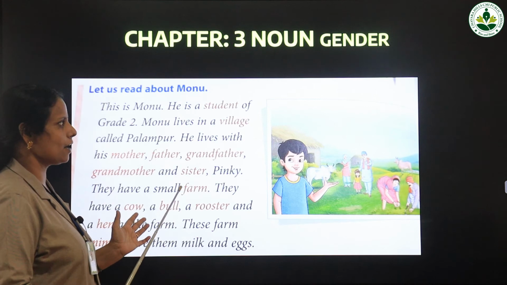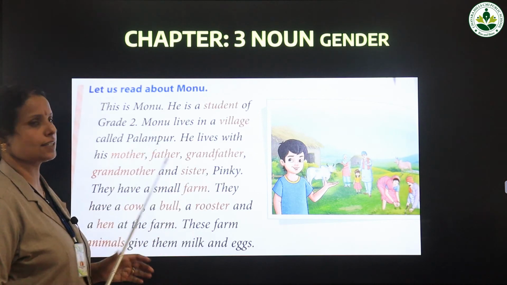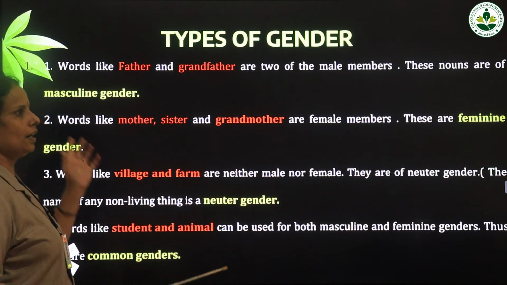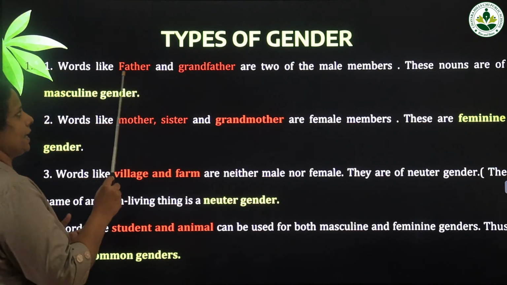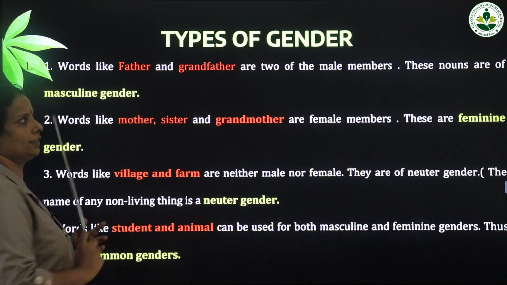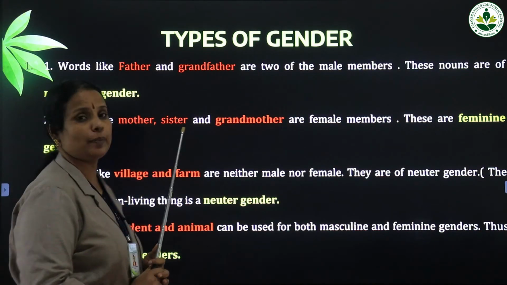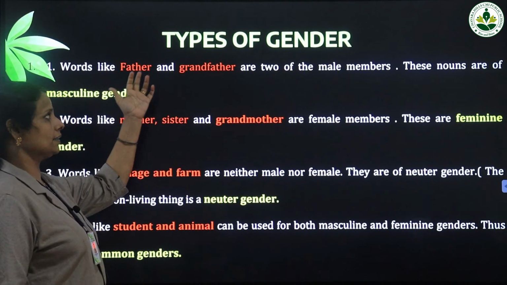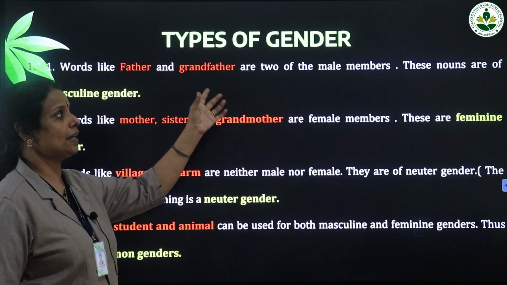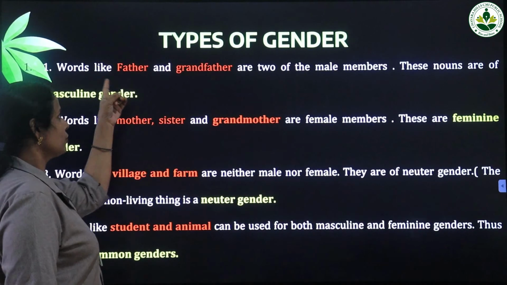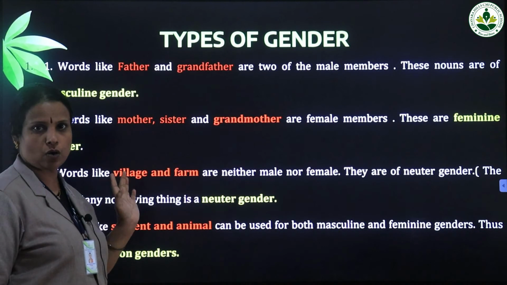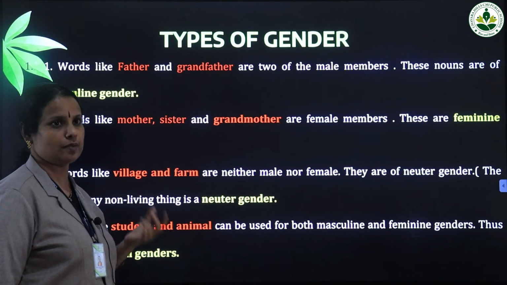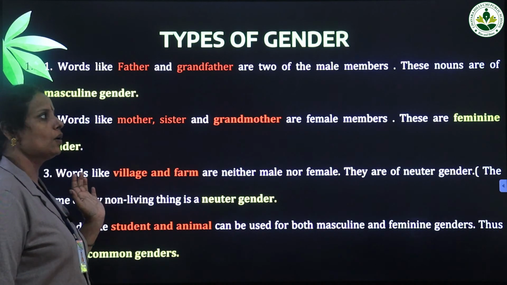Did you read this paragraph? And did you notice some words are given in red colored letters? In that paragraph, words like father and grandfather are two of the male members of the family. Of course, father and grandfather are nouns. We already studied what nouns are, isn't it? Nouns are names of persons, places, things or animals.